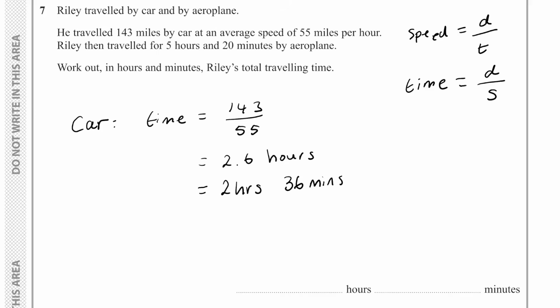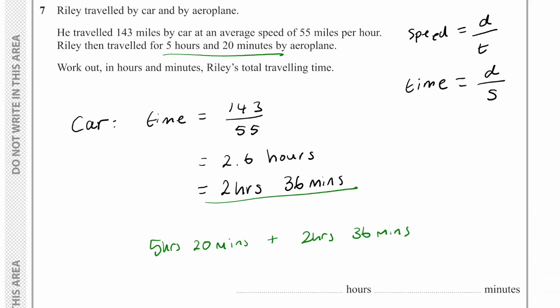And then we just need to add them together. So the total time, 2 hours 36, and we've got 5 hours 20. So 5 hours 20 minutes plus 2 hours 36 minutes makes 7 hours and 56 minutes.